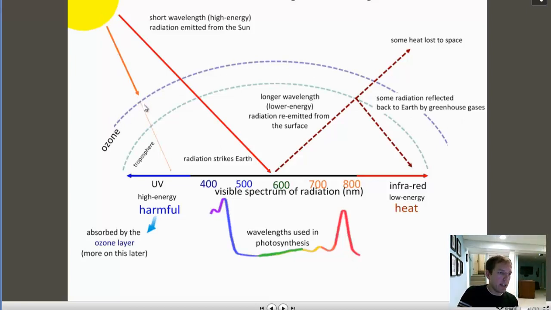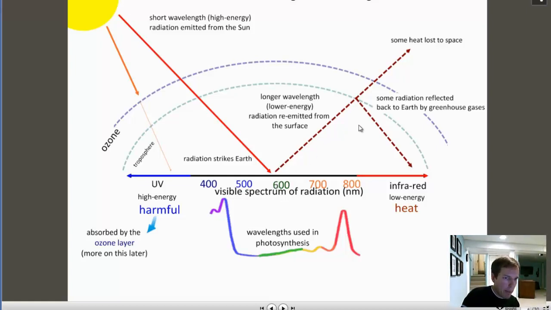Now the ozone layer is absorbing some of the ultraviolet light, but the ozone layer lets all of the light in the visible spectrum to pass through and to hit the Earth. Some of that is going to be used up. That energy is going to be used by plants, but remember that those wavelengths towards the center of the visible spectrum, in the oranges and yellows and greens in particular, are not used by plants.